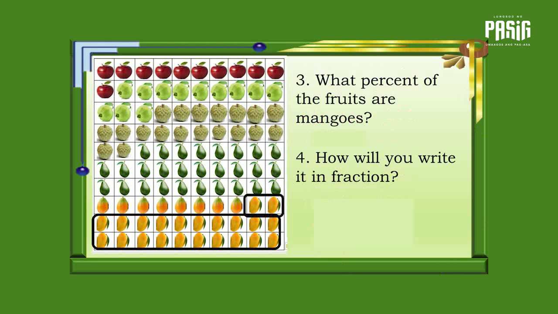Question number 3. What percent of the fruits are mangoes? And here are the mangoes. I'll give you 5 seconds again to count how many mangoes there are. Time is up. So there are 22 mangoes in all, so that would mean that is 22%. Number 4. How will you write 22% in fraction? And that is 22 hundredths or 11 fiftieths in fraction.